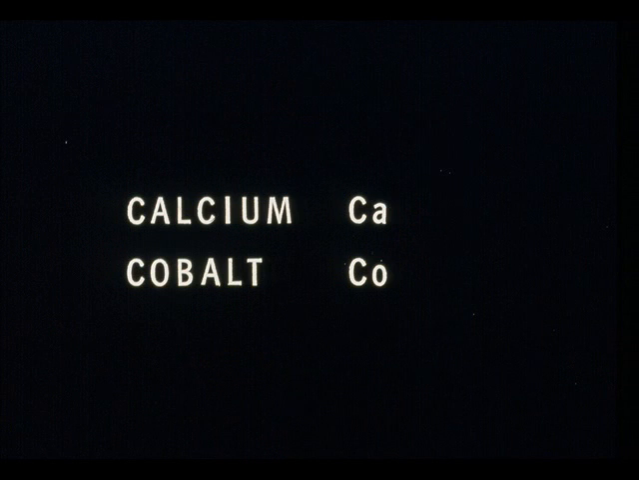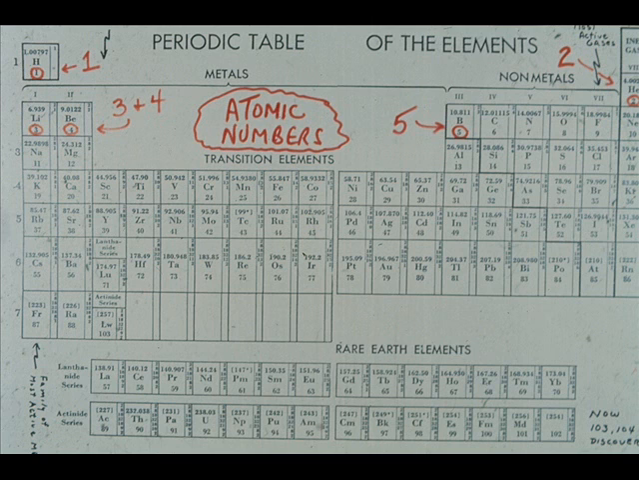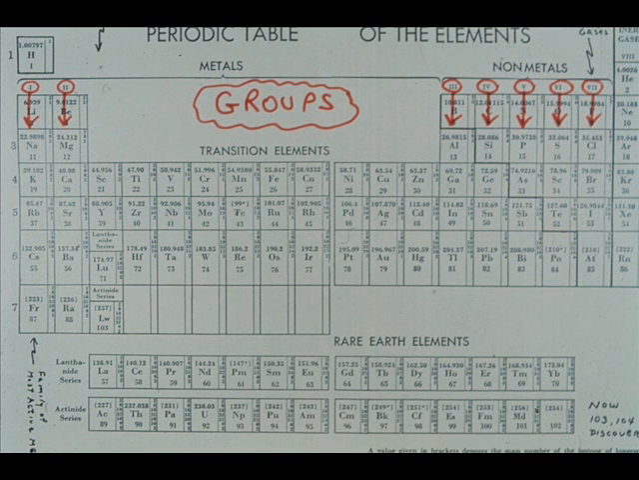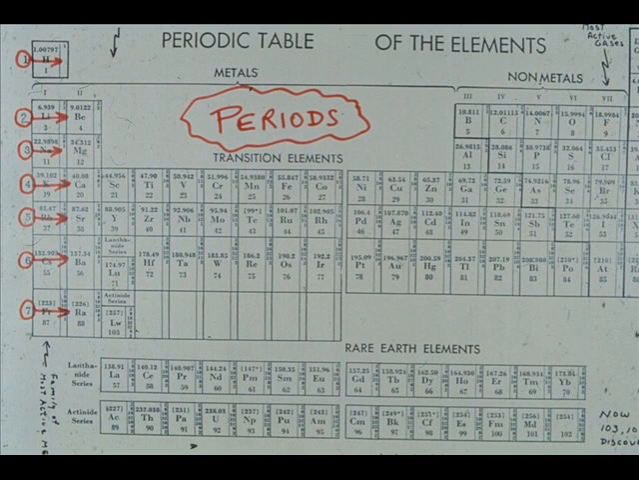Chemical symbols are a form of shorthand. The symbol for calcium is Ca, and the symbol for cobalt is Co. The first letter of a symbol is always a capital, but the second letter is never capitalized. On the table, the elements are arranged in order of their increasing atomic number. The vertical columns of elements are called groups. The horizontal rows are called periods.